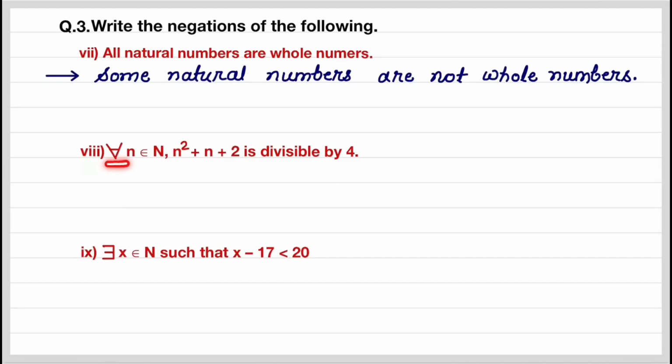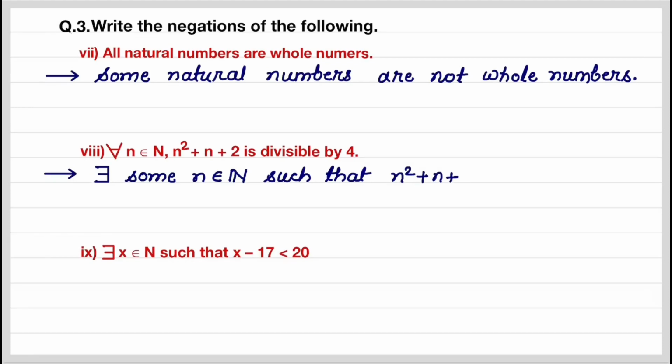For every n belonging to N, n square plus n plus 2 is divisible by 4. Here the quantifier used is for every. It is replaced by there exists. There exists some n belonging to N such that, as we used the there exists quantifier, we have to use the connective such that, n square plus n plus 2 is not divisible by 4.